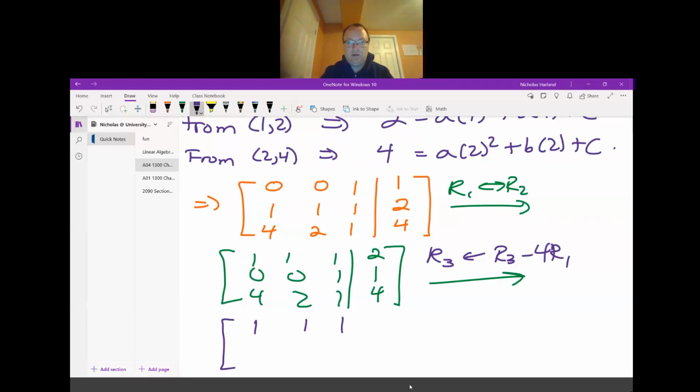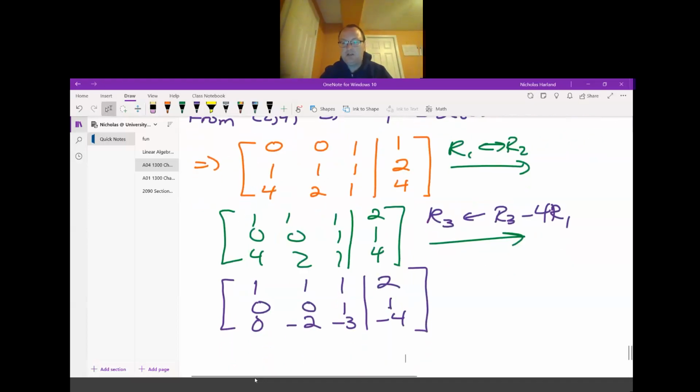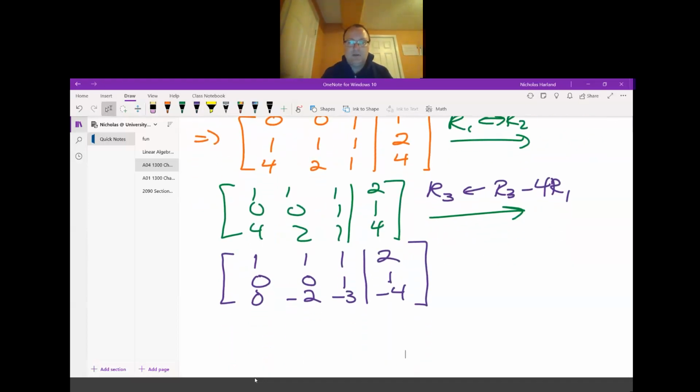1, 1, 1, 2, 0, 0, 1, 1, and 0. 2 minus 4 is negative 2. 1 minus 4 is negative 3. 4 minus 2 times 4 is negative 4. And now our first column looks perfect. All right. So any questions about how we made the first column really pretty? All right, then what's our next step?